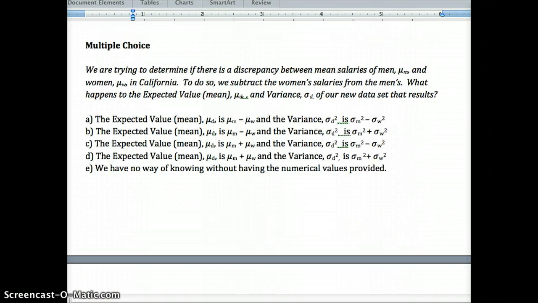Okay, so review what I just said in the video, go over the lesson 6.2 in your book and look over the examples, and then answer this multiple choice question about expected value once we combine two variables.